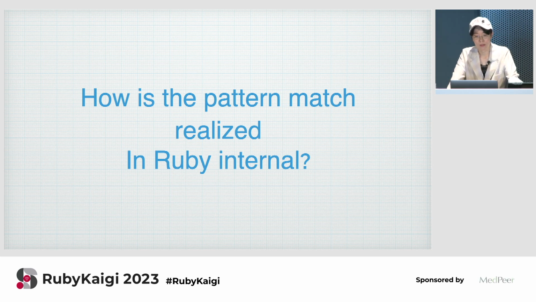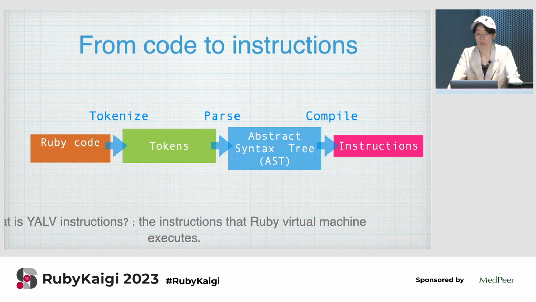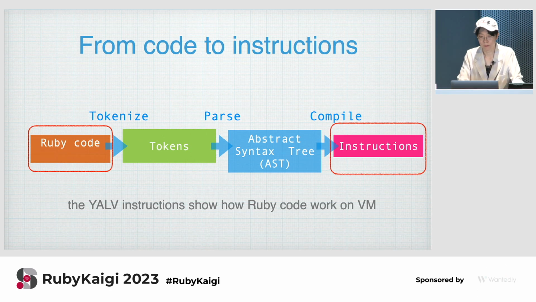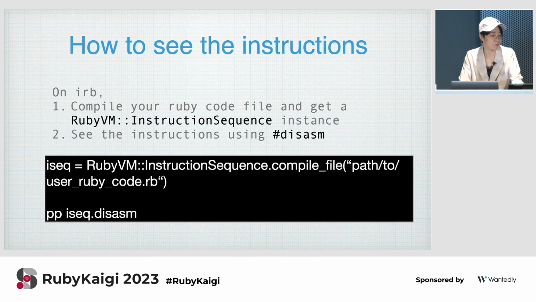Okay, we have looked over the specifications of pattern matching. It is time to see how it works. As you know, your Ruby code is tokenized and parsed to an AST, an abstract syntax tree. And finally, instructions are built from them. These instructions are executed by the Ruby virtual machine. So looking at the instructions tells us how Ruby code works on the Ruby virtual machine.